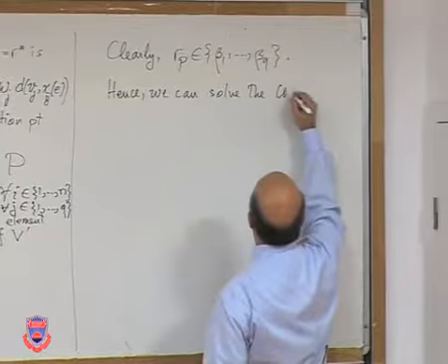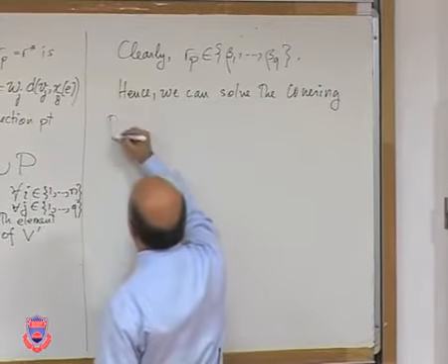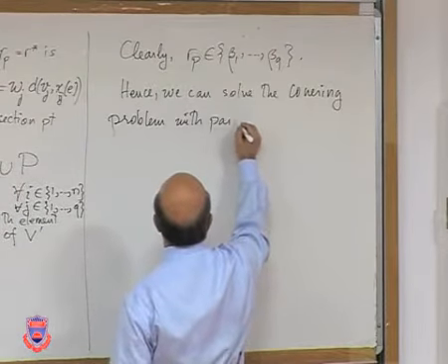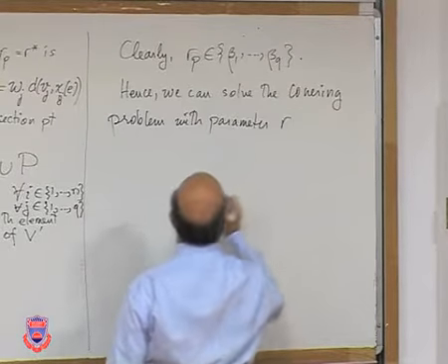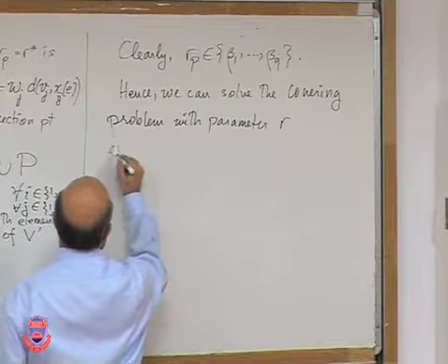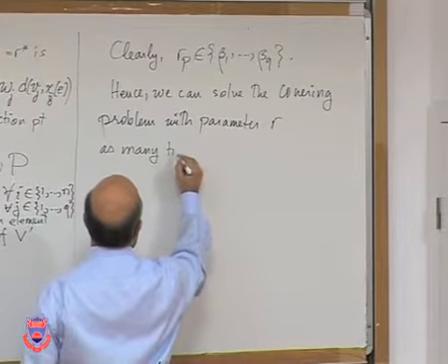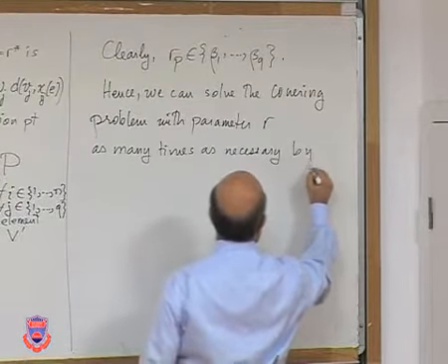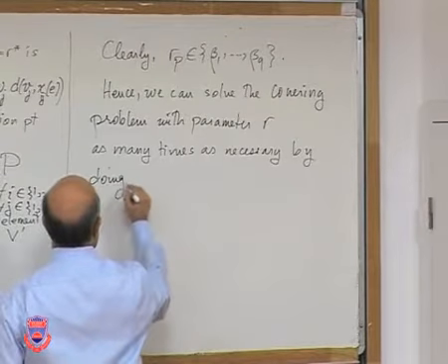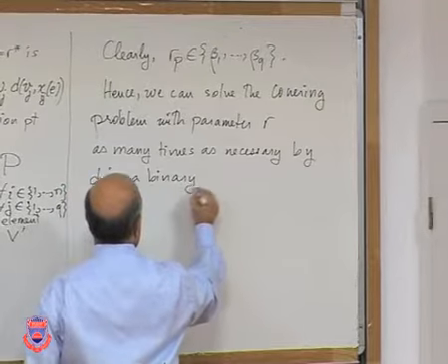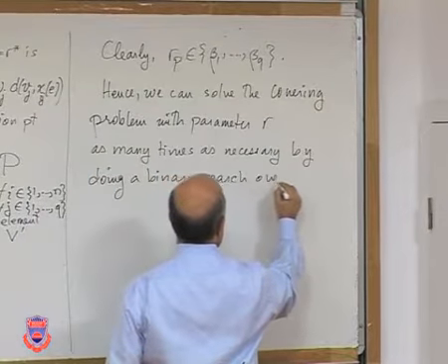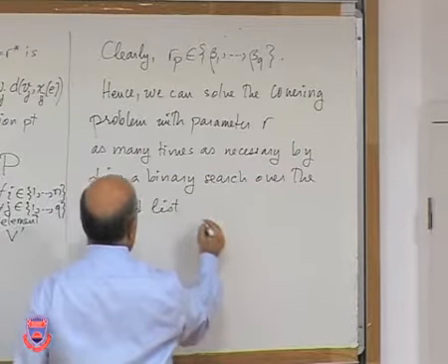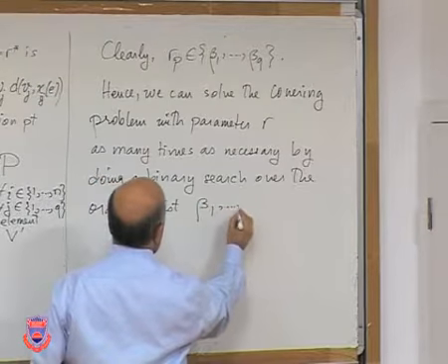Hence, we can solve the covering problem with fixed parameter R as many times as necessary by doing a binary search over the ordered list beta 1 up to beta q.